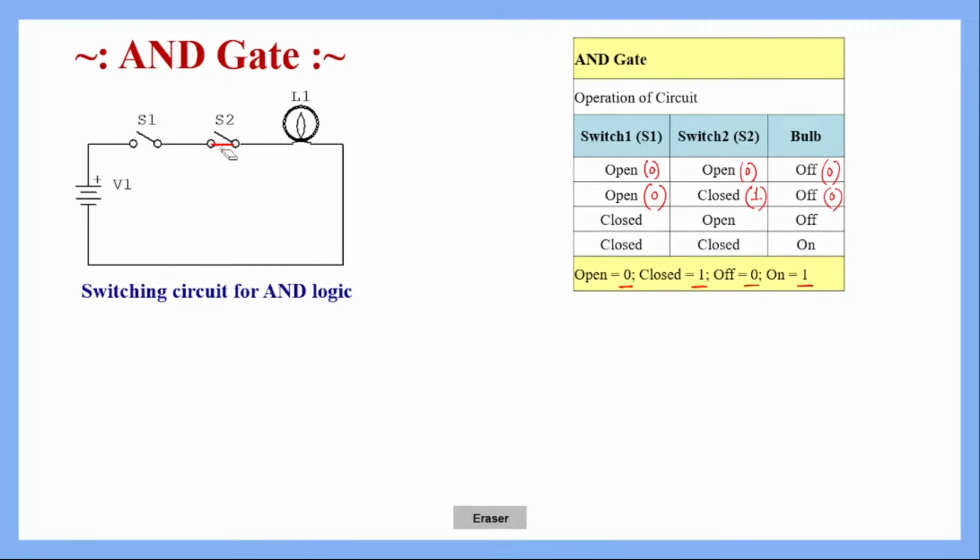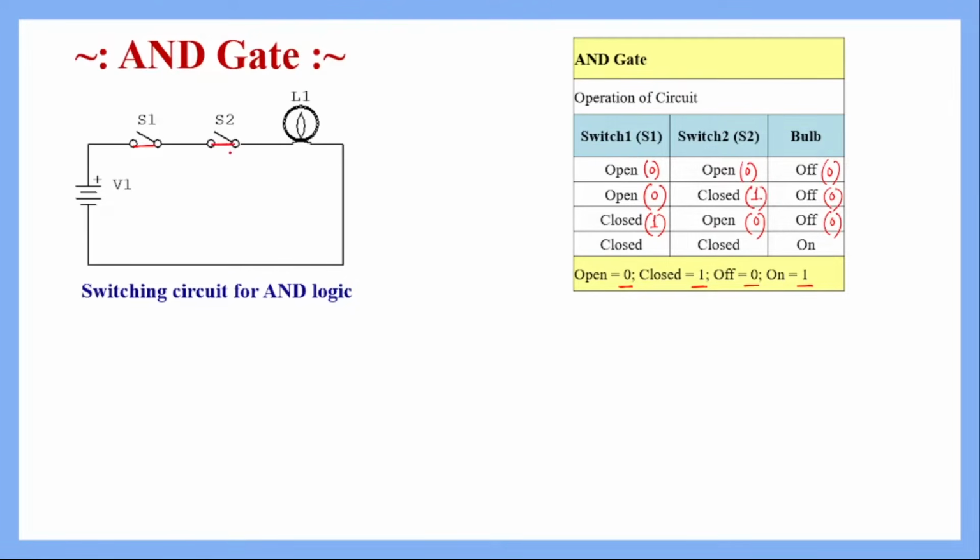Now what will happen if we close switch 1, while switch 2 still remains open? Again the circuit is not yet closed, not yet complete, so the bulb will not glow as no current will be flowing through this path. Closing of switch 1 we map to logical 1, but switch 2 is still open, so no current will flow through the bulb and the bulb will still remain off. Now what will happen if we close both the switches at a time?